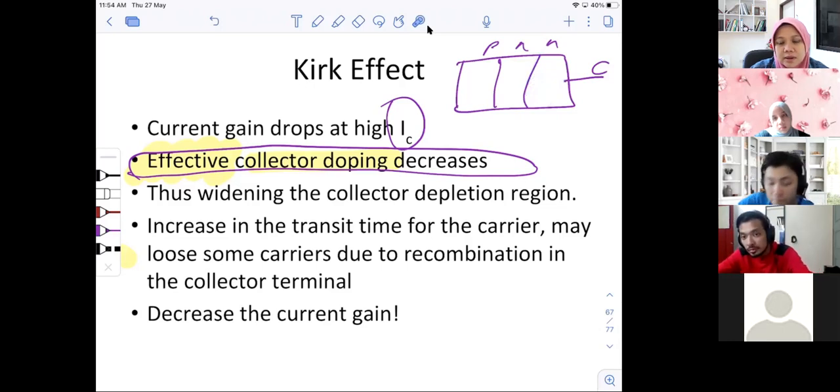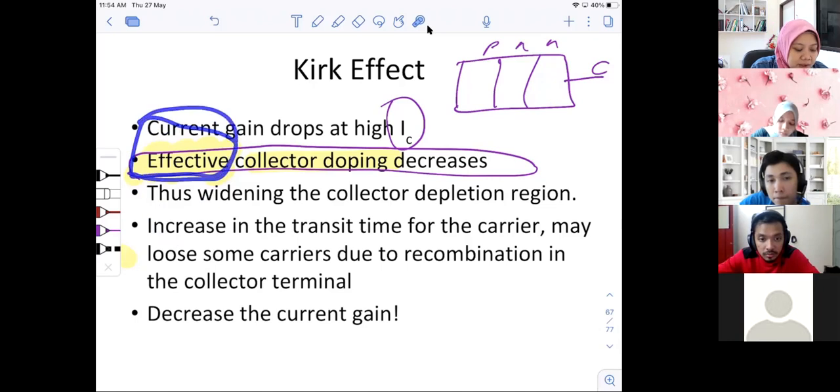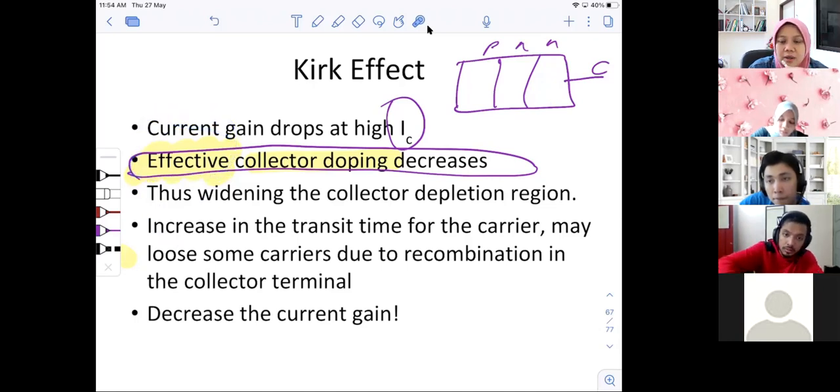However, the keyword here is effective. So now the question is, what does effective collector doping mean? When you talk about the effective collector doping, it has to do with what Faiz was trying to say just now. It means that the doping still remains the same, but the overall free carriers in that region may change. Now my question is how.